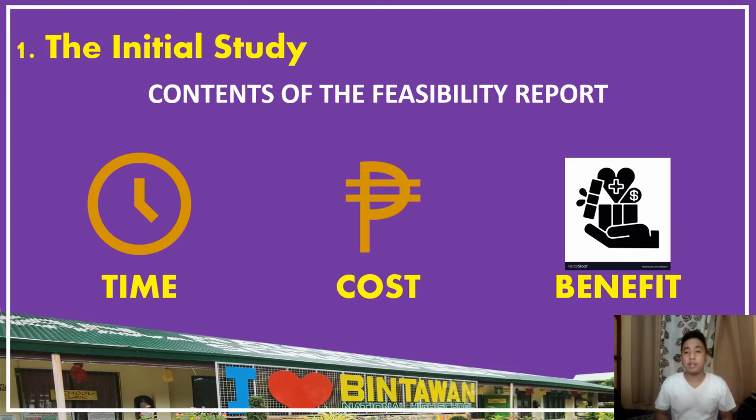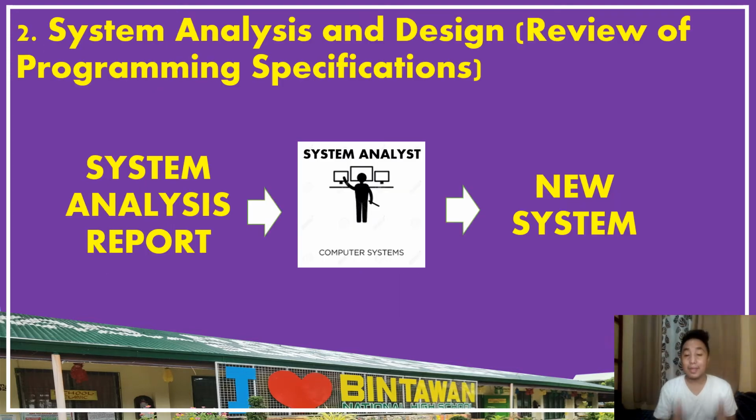The third one is the benefits derived from the system once it is in place. Ano nga yung kayang gawin ng system na yon? Okay? These three are the contents of the feasibility report of our system analyst. The second one is system analysis and design, or the review of programming specifications.